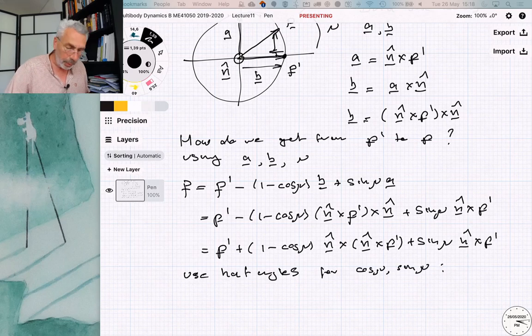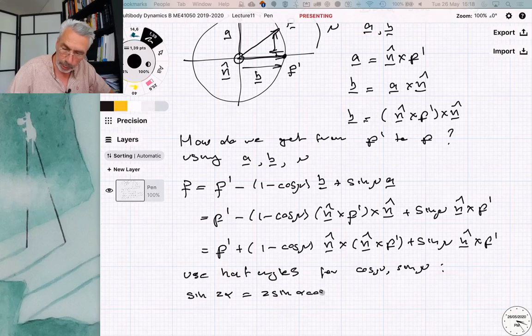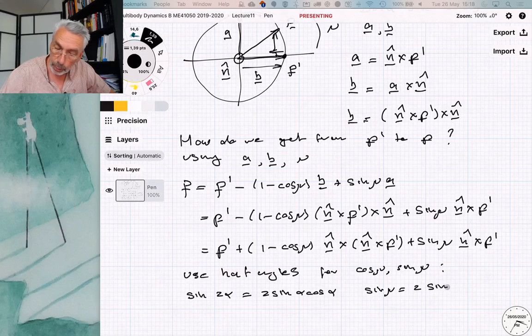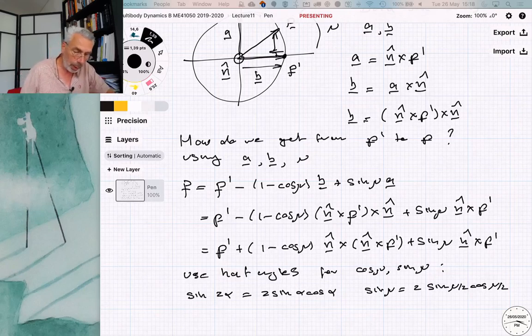And what do we mean by that? Well, we have these expressions like the sine of 2 alpha, remember, is 2 sine alpha cosine alpha. So what we're going to do, of course, is we're going to say the sine of mu is 2 times the sine of mu over 2 times cosine mu over 2. That's what we're going to use. And now 1 minus cosine mu, how are we going to do that?